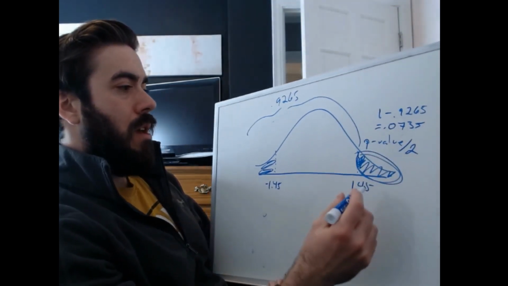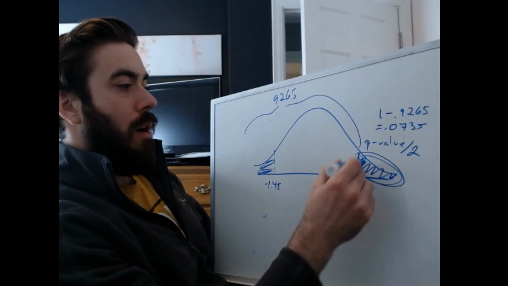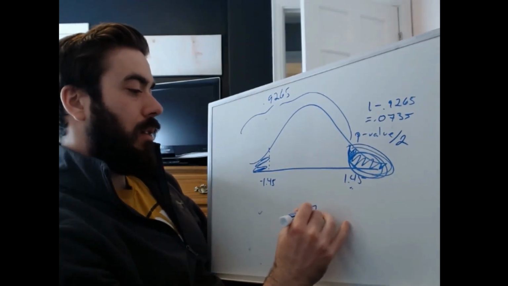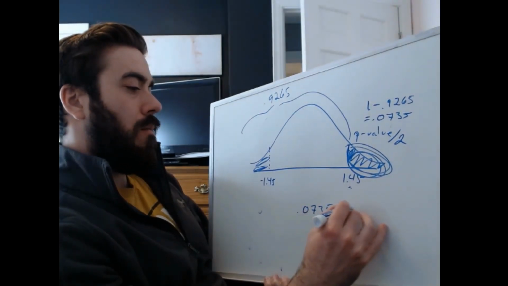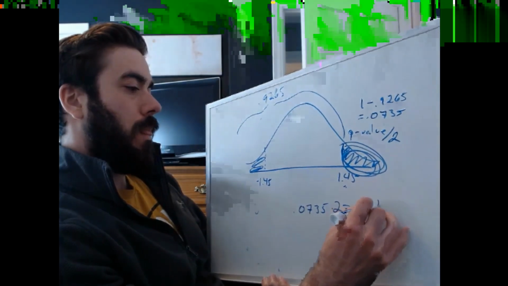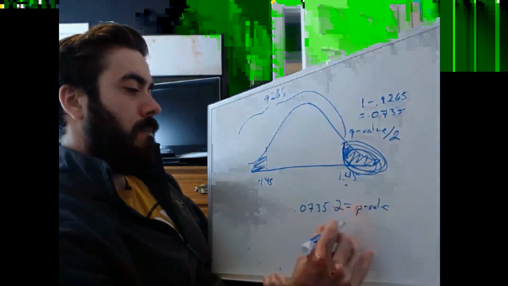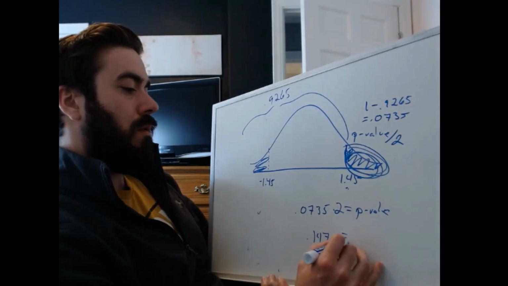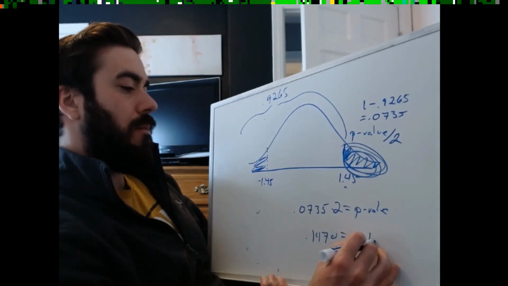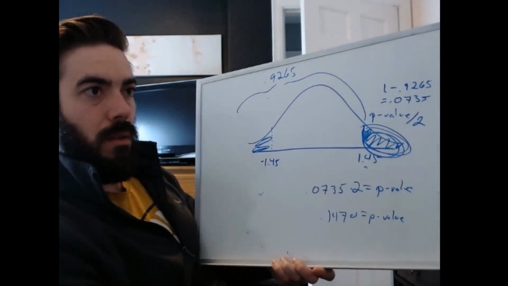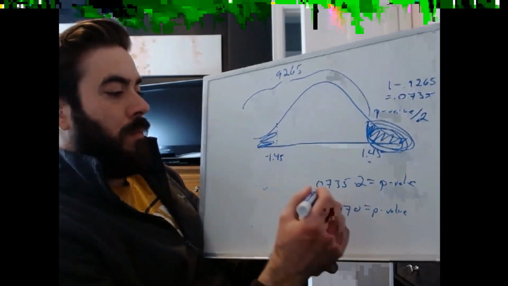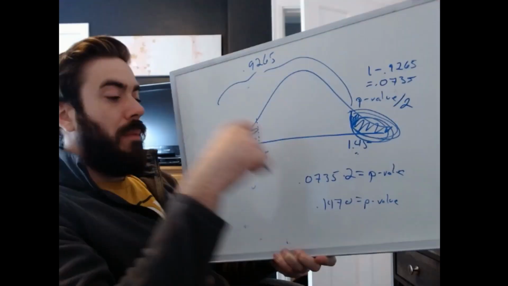0.0735? However, that's only one of my tails, so I still have to take that, and to get my total p-value, multiply it by 2, or 0.1470 is the p-value. So the rejection decision was kind of left off that, but this should be our p-value.